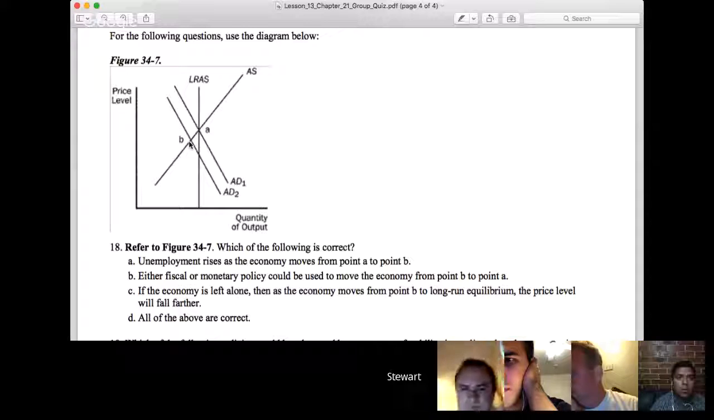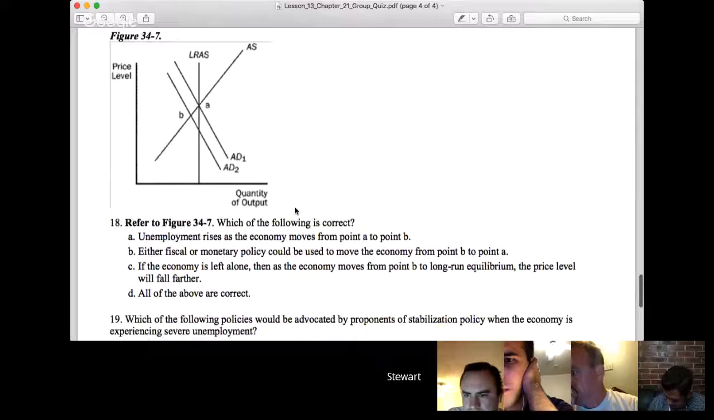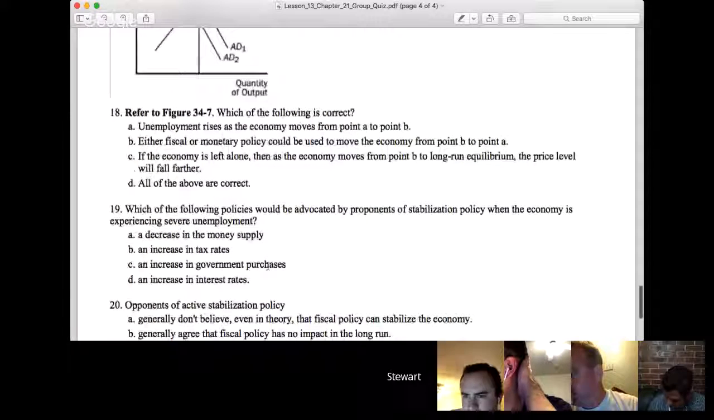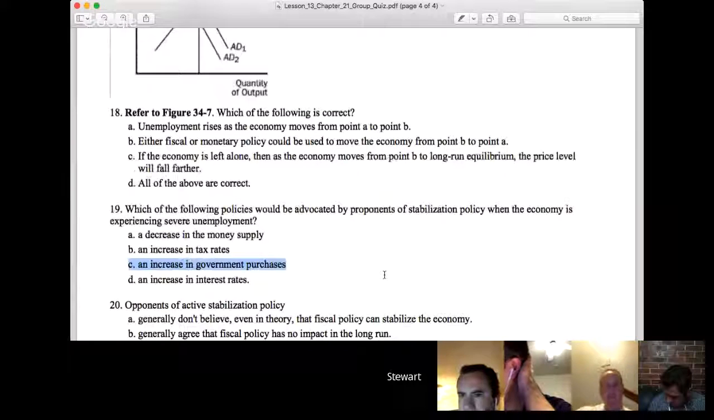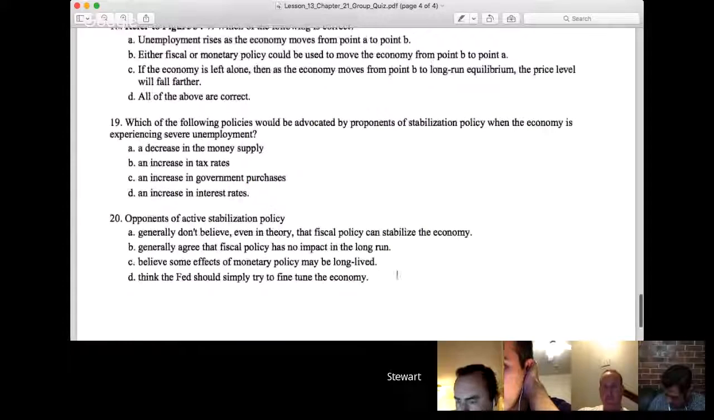Now C is the one that I got tripped up on, but I had already figured out A and B, so I said it was D. Yeah, with A and B, it's enough for D. All right. So going to 19, I got C. Yep, same here. And then 20, I got C. Okay, yep.